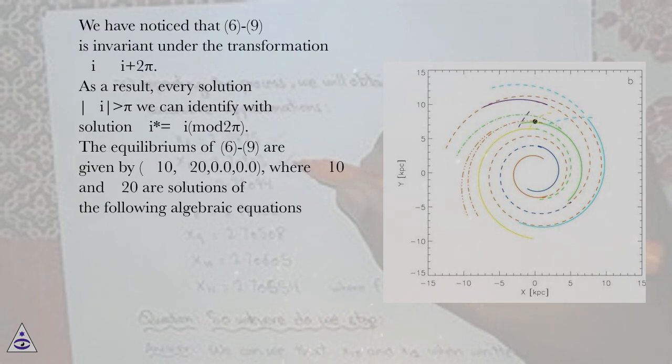We have noticed that (6), (9) is invariant under the transformation phi_i plus 2 pi. As a result, every solution phi_i with absolute value greater than pi we can identify with solution phi_i equals phi_i mod 2 pi. The equilibriums of (6), (9) are given by (phi_10, phi_20, 0, 0), where phi_10 and phi_20 are solutions of the following algebraic equations.